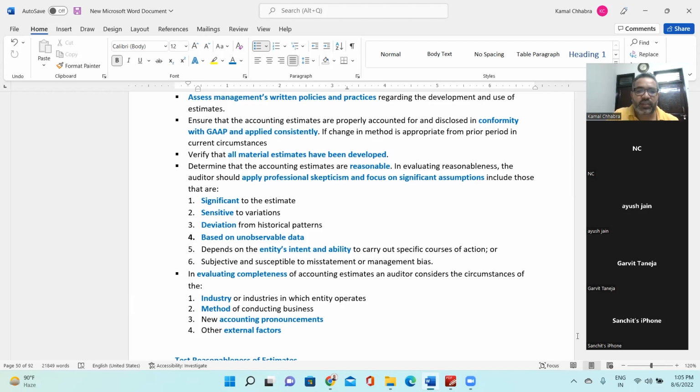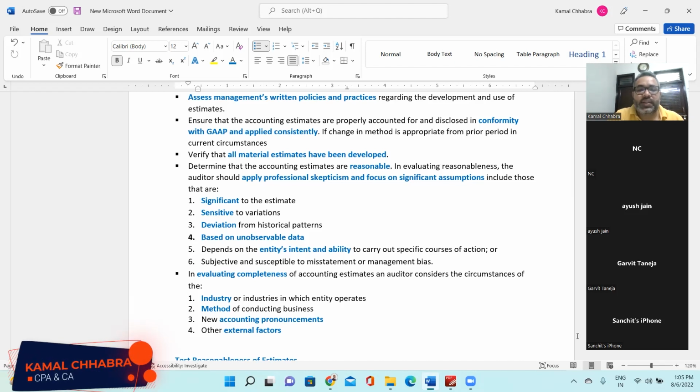In evaluating the reasonableness, the auditor should apply professional skepticism and focus on the significant assumptions, which include, first, significance to the estimate, like for example, provision for warranty. Provision for warranty, how do you calculate it? Like, how much percentage of your sales would be warranty? There might be a certain percentage as a thumb rule management might have taken. And maybe for different geographies they have taken different rates, and maybe for different segments they might have taken different rates. How have they calculated those rates? So first you need to understand the significance of that estimate.